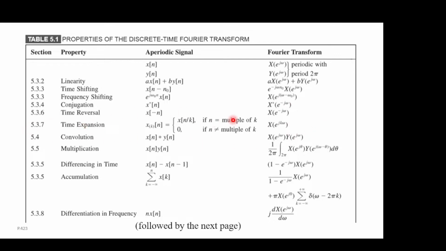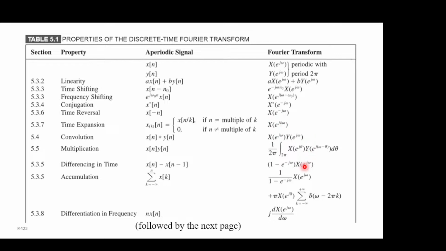Then time expansion is something weird because you need to make sure you are still taking integer values. Time inversion doesn't quite work, and the only way we make it work is to define this x sub k function, where you expand your x of n by a factor of k and fill in the middle with a whole bunch of zeros. The result is that if you divide n by k in time, you multiply omega by k.